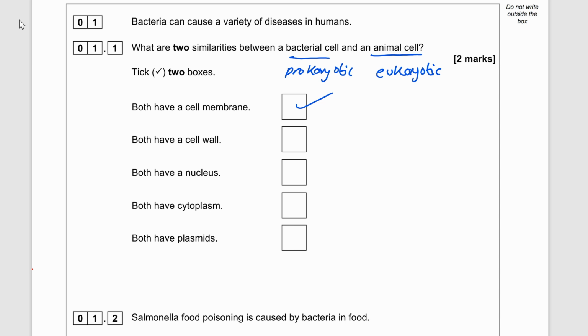Both have a cell wall? No. Our animal cells don't have a cell wall, so that can't be right. Both have a nucleus? No, our bacterial cell doesn't have a nucleus, so that can't be correct either. And both have a cytoplasm? Yes, they both do, so that one is also correct.